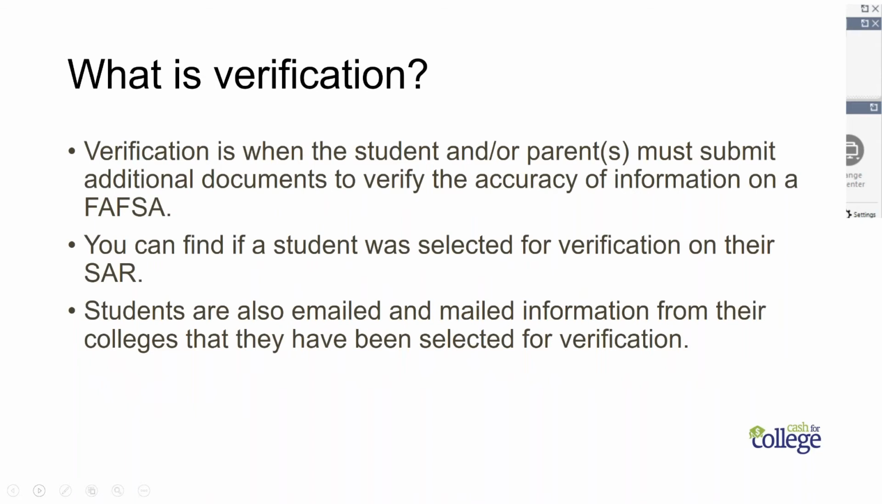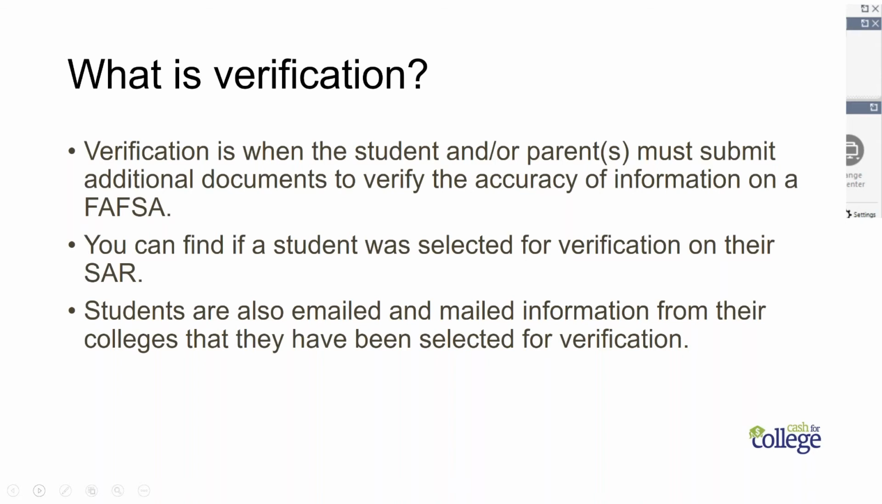So like I said earlier, verification is when a student and or their parents must submit additional documents to verify that what they put into their FAFSA is accurate. So a student can determine if they've been selected for verification by logging into their FAFSA. And once they log in, there's a little blue button kind of at the bottom that says View Student Aid Report. The student should click on that, and then in the first paragraph or two, it will tell the student whether or not they've been selected for verification, and then it's going to prompt them to contact their school's financial aid office to see what documents they need.